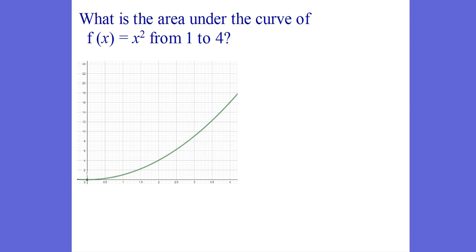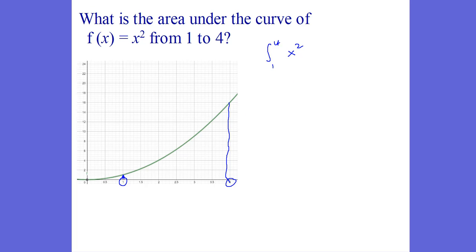So here we're taking a look at the area under the curve of the function f of x equals x squared from 1 to 4. So we're going from 1 to 4. We're taking a look at this area underneath, all the way from here to here and all that area in between. So we're going to go from 1 to 4 of x squared.